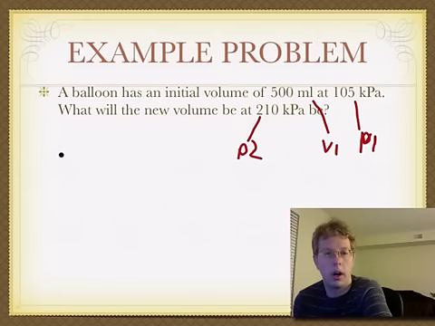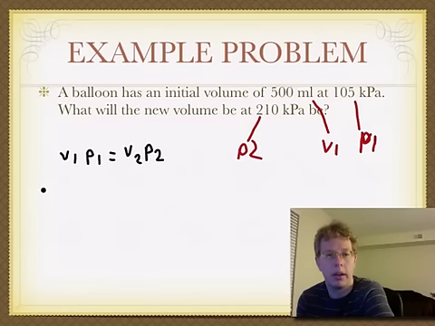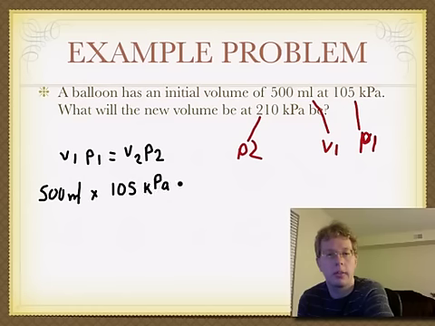And so for V1 P1 equals V2 P2, I'm going to plug in 500 milliliters times 105 kilopascals, and that's going to be equal to an unknown volume times our final pressure of 210 kilopascals.